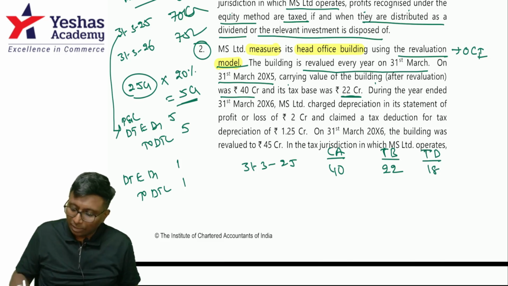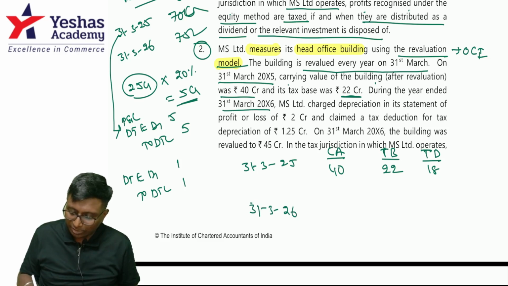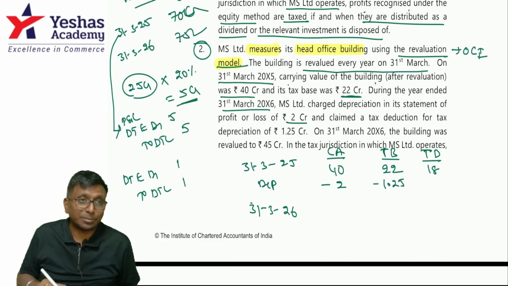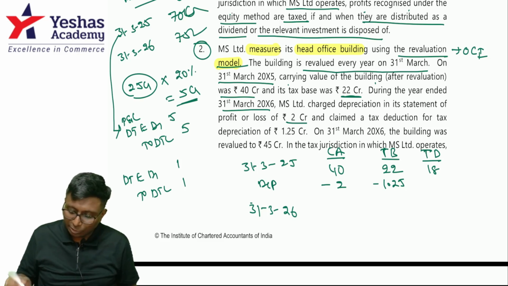During the year ended 31st March 2026, MS Limited charged a depreciation in the statement of profit and loss of 2 CR. Okay, so that is depreciation. This depreciation is equal to 2 CR I charged, and claimed a tax deduction for that depreciation of 1.25. Okay, here I have claimed 1.25 as depreciation. So my tax base is reduced by 1.25. On 31st March, the building was revalued to 45 crores.